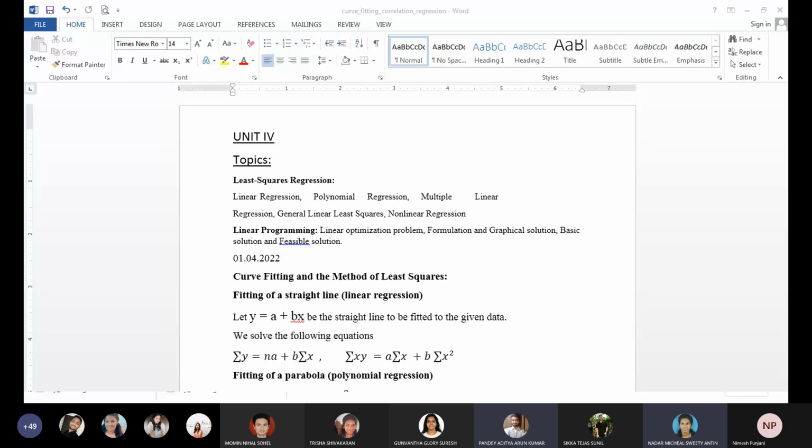Yes, sir. So is the word file visible? Just check. Yes, sir, it's visible. Okay.